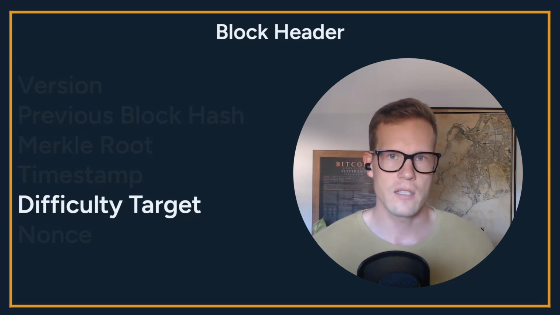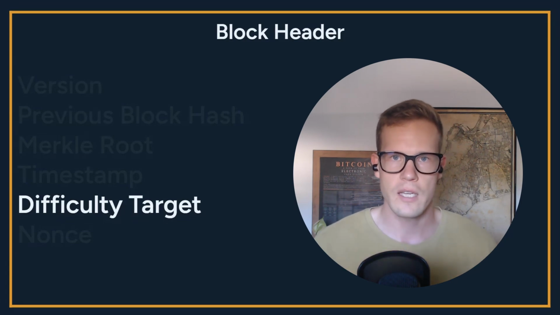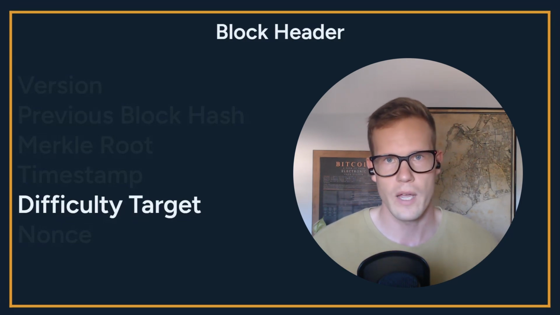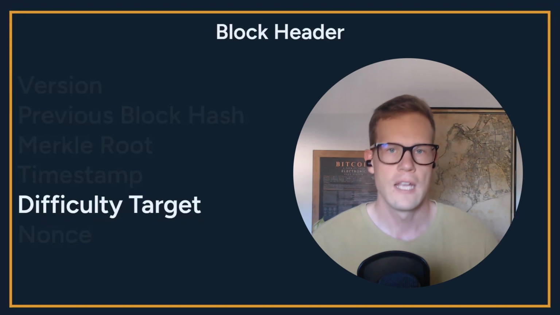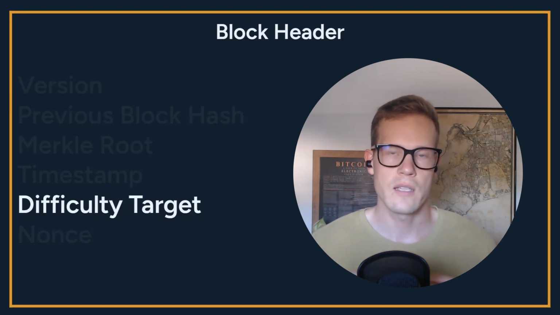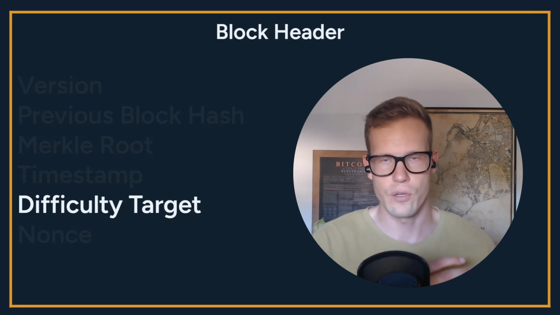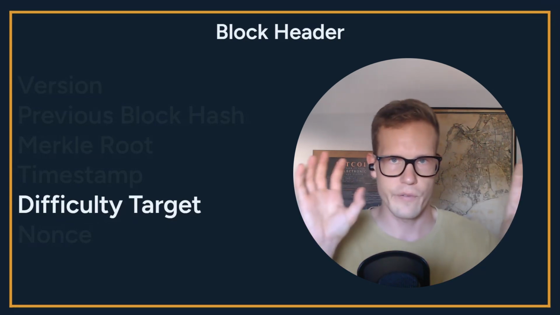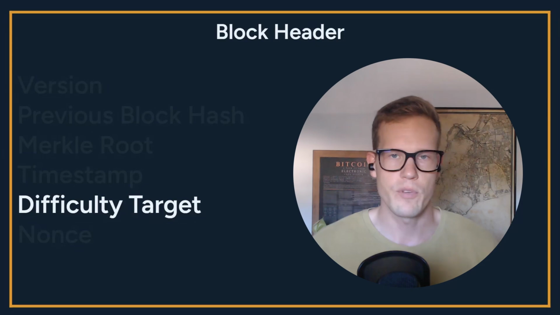If this target is set incorrectly, the block will not be accepted. The lower the target is, the more difficult it is to mine Bitcoin blocks, the more difficult it is to find Bitcoin blocks, and the higher it is, the easier it becomes. This difficulty target is derived from the current difficulty, but the difficulty target and the difficulty themselves are separate things.